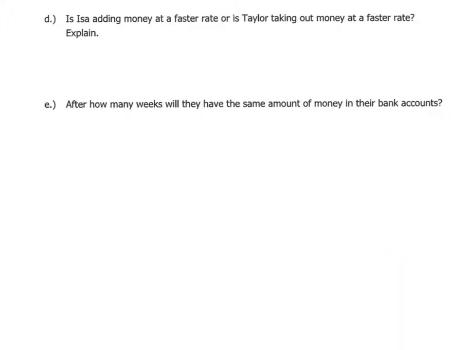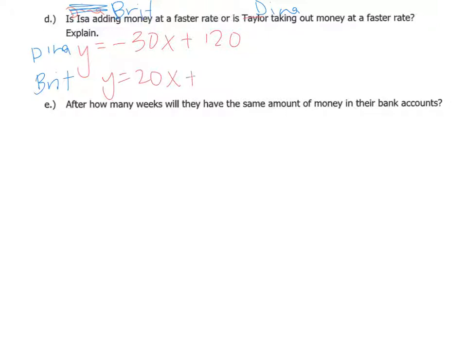All right, and we need to remember that it's Dina here that it's talking about. And Dina, remember, hers is y equals negative 30x plus 120. So this is Dina. And then remember Taylor is, let's take this back. I don't know why it has different names. This gets really confusing. So, sorry, adding money is Brittany. Taking money out is Dina. So this is Dina. And now we need to look at Brittany. And remember, Brittany's is y equals 20x plus 20.